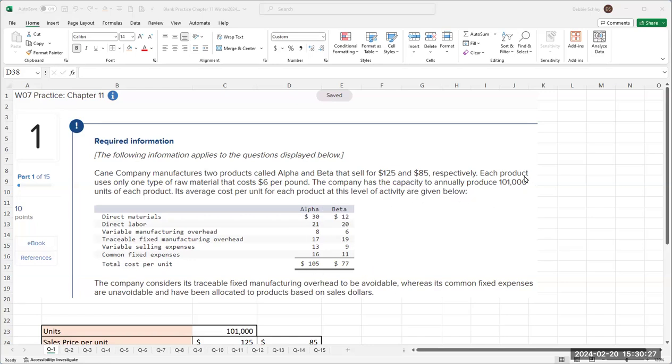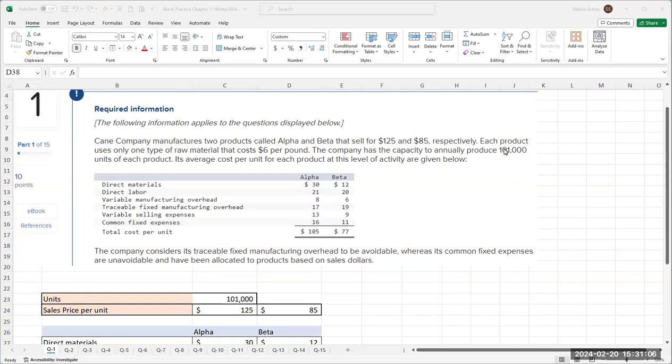So remember, that's a really important number to remember when we're looking at fixed expenses, because we need that number to get back to the total fixed expenses, which we'll do momentarily. The company considers its traceable fixed manufacturing overhead to be avoidable. That will come into play in future questions where they're talking about dropping a line. So that will be a relevant cost when that question comes up, whereas its common fixed expenses are unavoidable and have been allocated to products based on sales dollars.